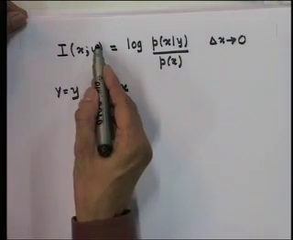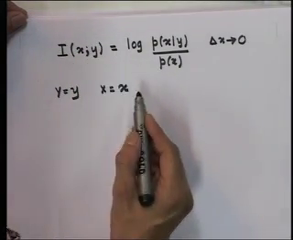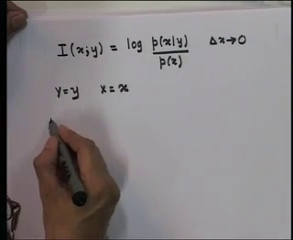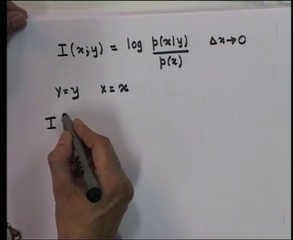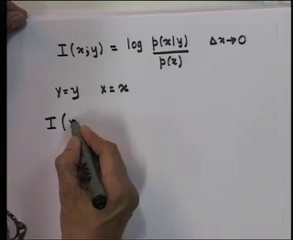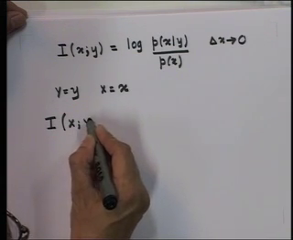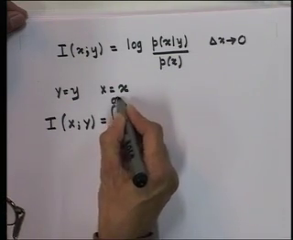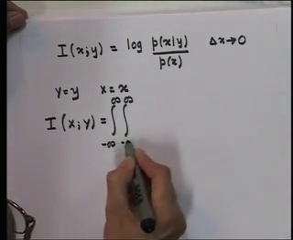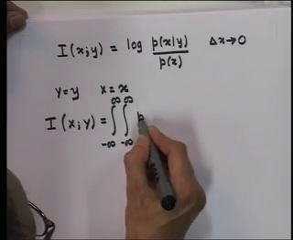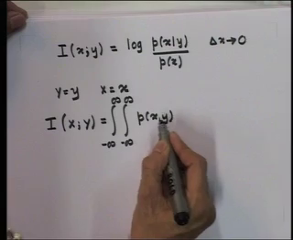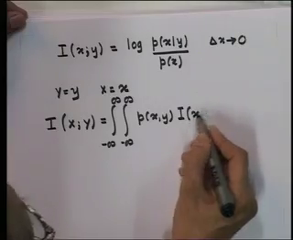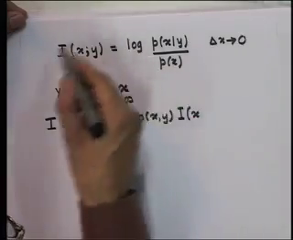So, we must average I of x y over all values of random variables x and y. So, in this case the average information transmitted will be denoted by I of X Y equals double integral from minus infinity to infinity of the joint probability p of x y multiplied by I given by this expression.